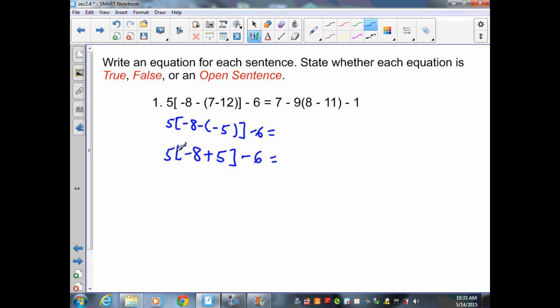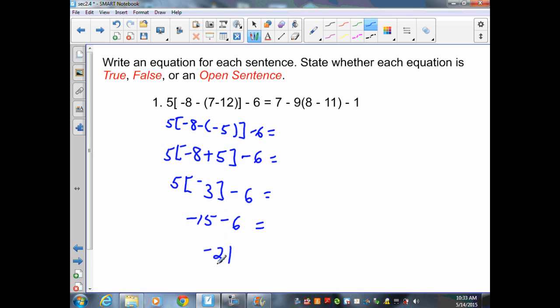Again, I want to work on the inside out, so I go inside my brackets, which is 5 times a negative 8 plus 5. Different sign, subtract, use the sign of the larger. 8 minus 5 is 3. 8 is larger than 5, it's negative, so that's a negative 3. Minus 6 equals, and then I have 5 times a negative 3, which is a negative 15, minus 6 equals, and finally a negative 21 on the left side of my equation.